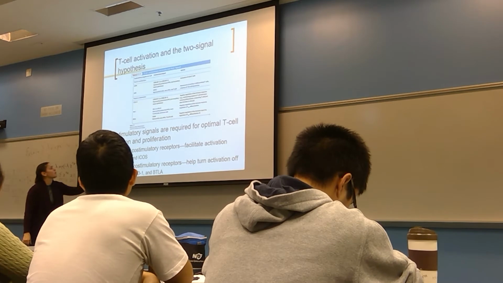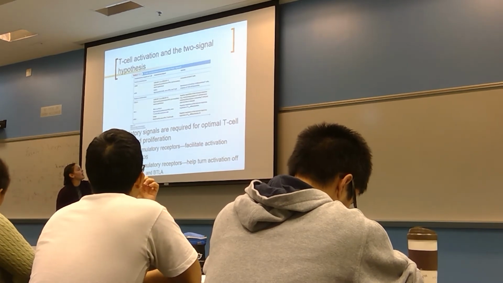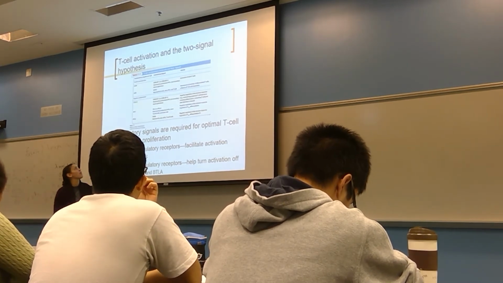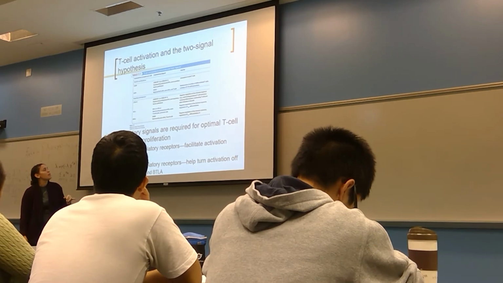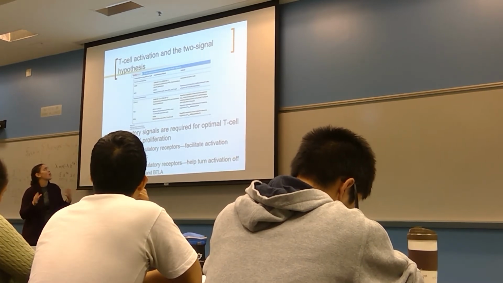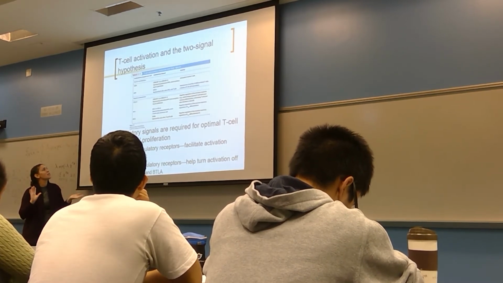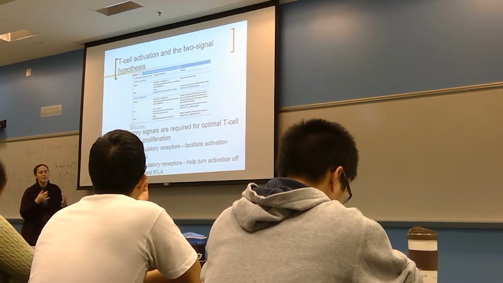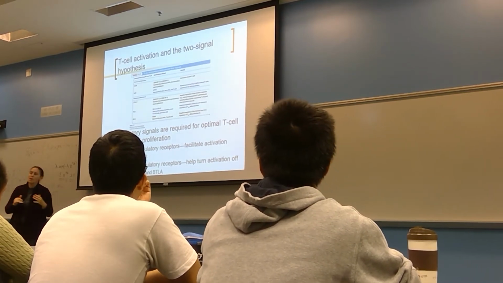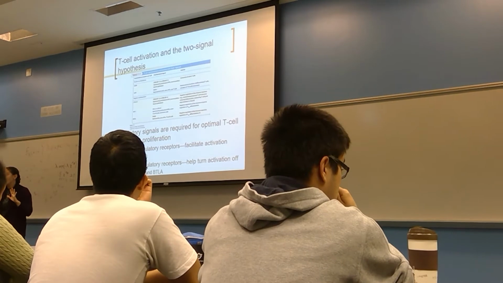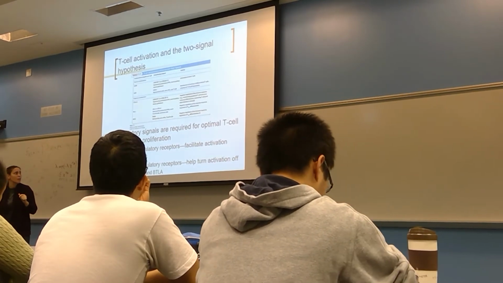There's other receptors besides CD28 that can activate it. ICOS is one of them. Sometimes ICOS is presented on T cells. Sometimes the interaction of T cells and B cells requires an ICOS. We're not going to worry about ICOS. We know that there's another signal receptor.